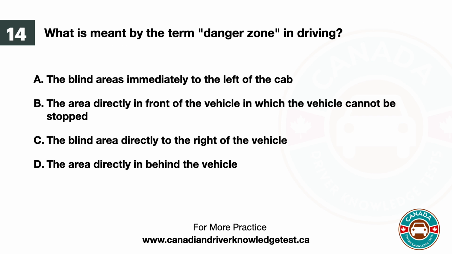Question 14. What is meant by the term danger zone in driving? A. The blind areas immediately to the left of the cab. B. The area directly in front of the vehicle in which the vehicle cannot be stopped. C. The blind area directly to the right of the vehicle. D. The area directly behind the vehicle. The answer is B. The area directly in front of the vehicle in which the vehicle cannot be stopped.